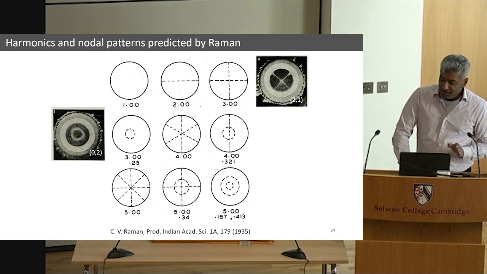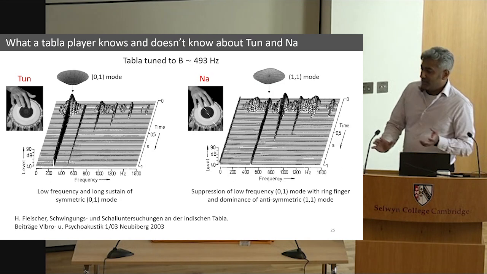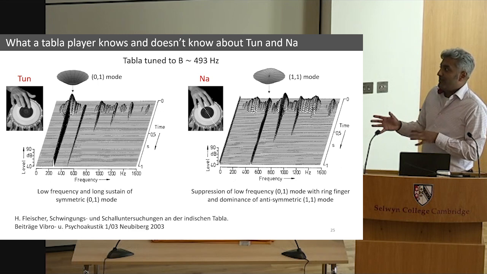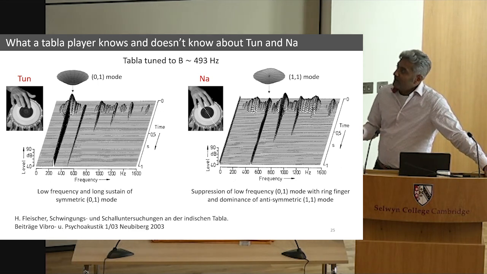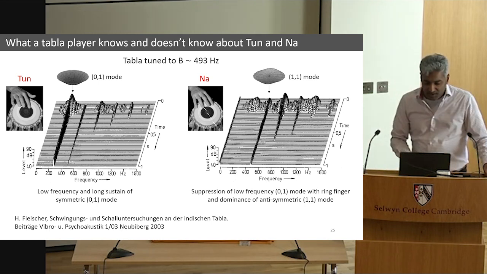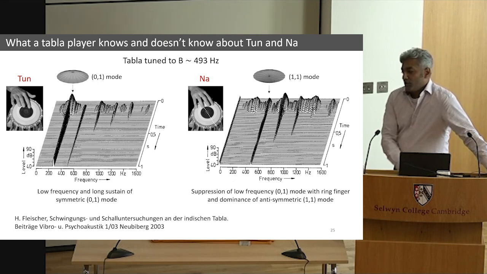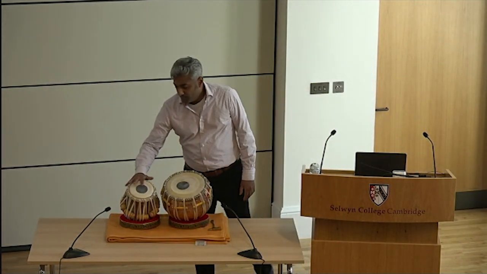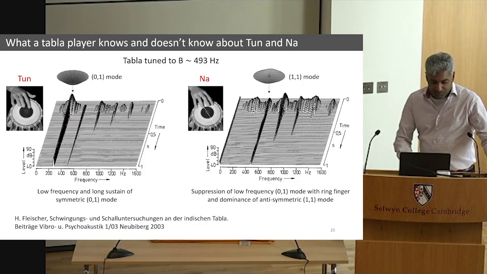This was 1935, and it remained fairly uncontested up until about 20 years ago or so. Now, this is what I'm aware of. There may have been other studies, but I'm aware of this study about 20 years ago, where someone had looked at the frequencies of the drum. So for example, this drum I'm playing on is tuned to 493 hertz, that's B. And this work shows that when you excite the sound tun, which is this sound here again, tun, you're exciting all of the modes on the drum.